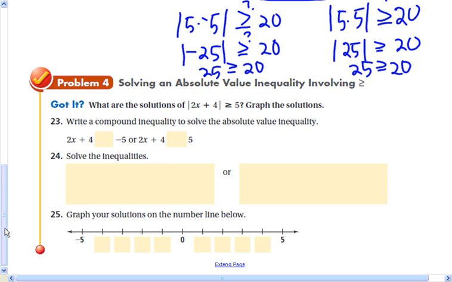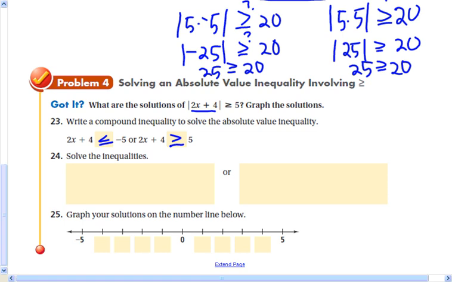That means that my 2x plus 4, that number inside the absolute value, must either be less than or equal to negative 5, or it has to be greater than or equal to positive 5. Less than or equal to negative 5 would put me out on the number line to the left of negative 5. So those numbers are more than 5 units from 0. And numbers that are greater than or equal to 5 are also more than 5 units from 0.